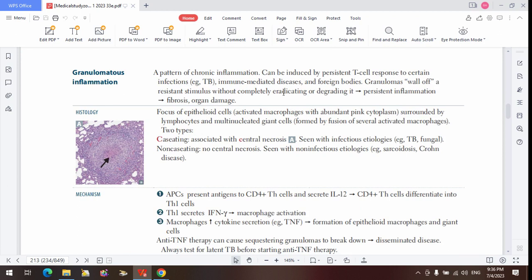Which one is there again? Primary biliary cirrhosis, granulomatous polyangiitis. There's a lot of them. There are so many.